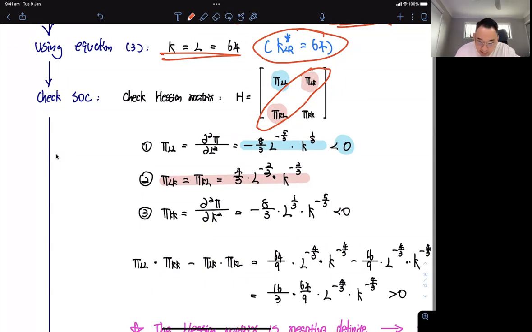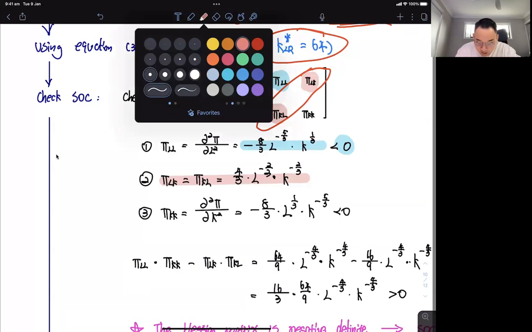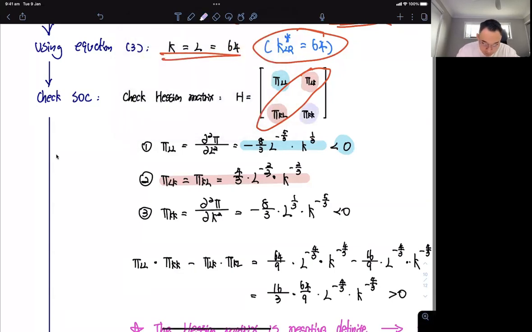Next, we have pi KK, which is the last item in the main diagonal. Pi KK is the change of pi squared over the change of K squared, which means it's the second derivative of the profit function, which equals minus 8 over 3 times L to the power of 1 over 3 times K to the power of minus 5 over 3. Obviously, this is smaller than 0.